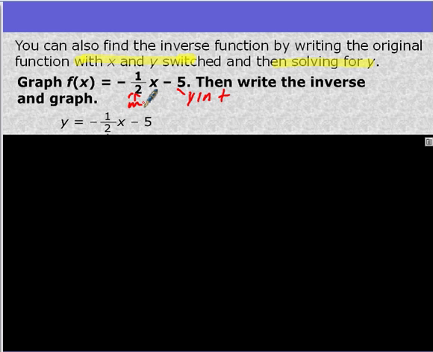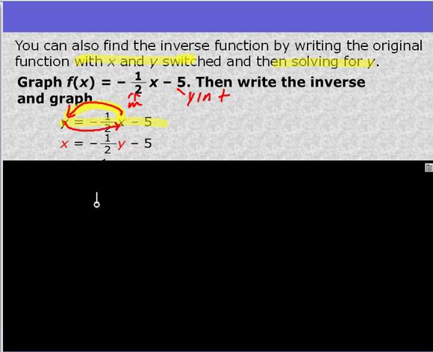To write the inverse, now, this was the original function. So f of x is the same as y, so it's y equals -1/2 x minus 5. We're going to switch those. So we're going to put the x here. Whoops. Can't seem to get this. Here we go. Put the x here and put the y here, and then solve for y. So that's what we've done here. So again, first thing you're going to do, you're going to add 5 to both sides.